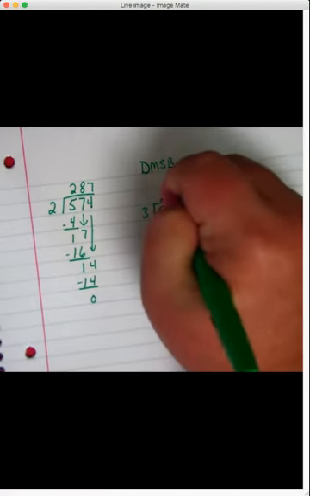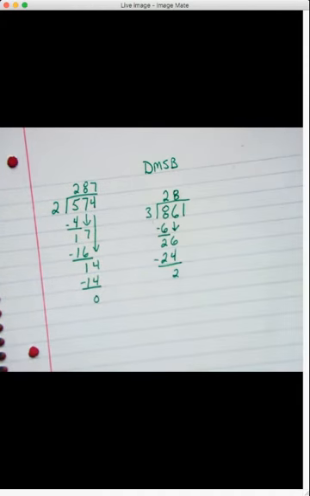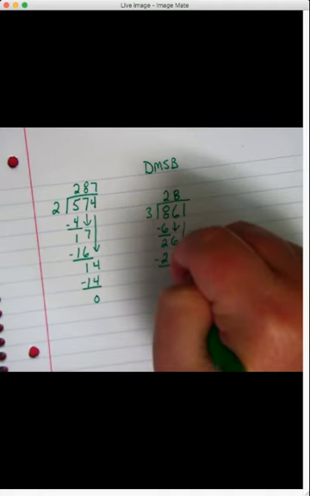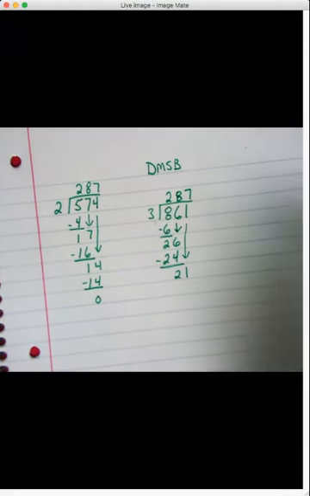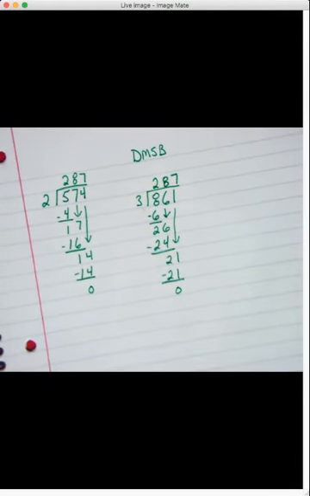So that is going to be 8 times 3, mama multiply, is 24. Sister subtract. 26 minus 24 is 2. Brother bring down our 1. Now daddy divide. 21 divided by 3 is 7. Mama multiply. 7 times 3 is 21. Sister subtract. And we have no remainder. And look, our first two answers were exactly the same, 287. All right, let's look at the next one.